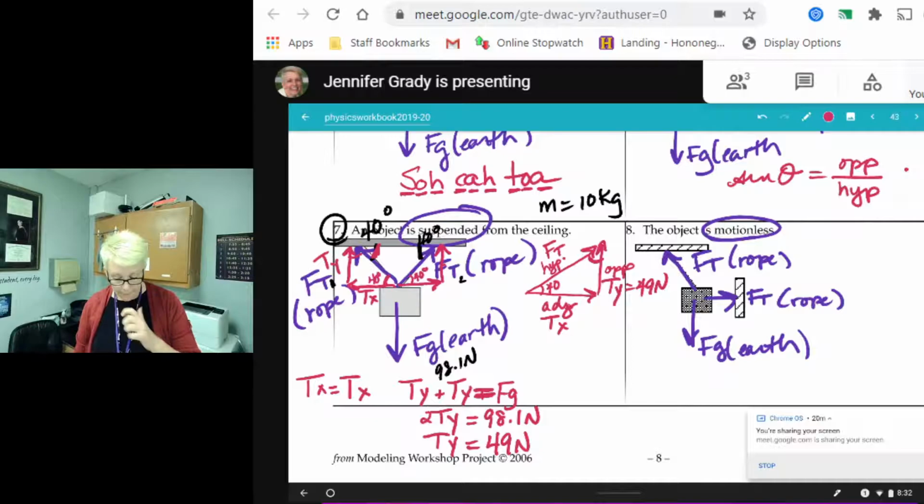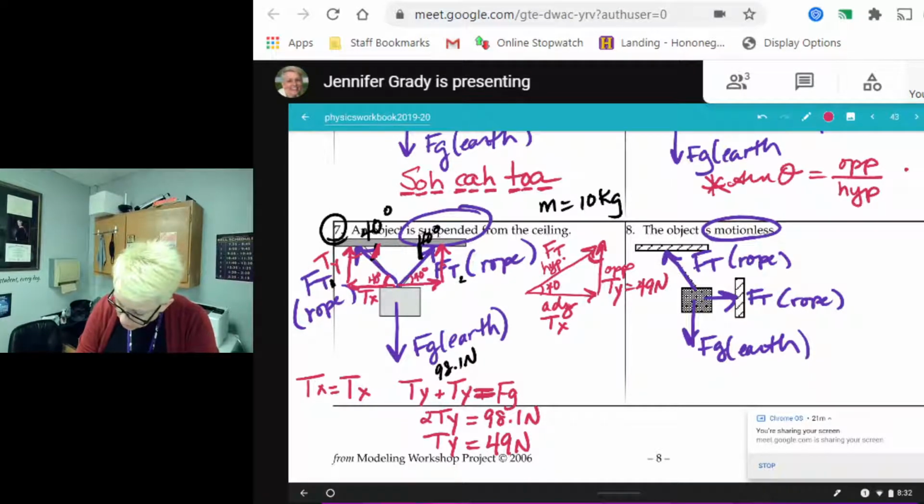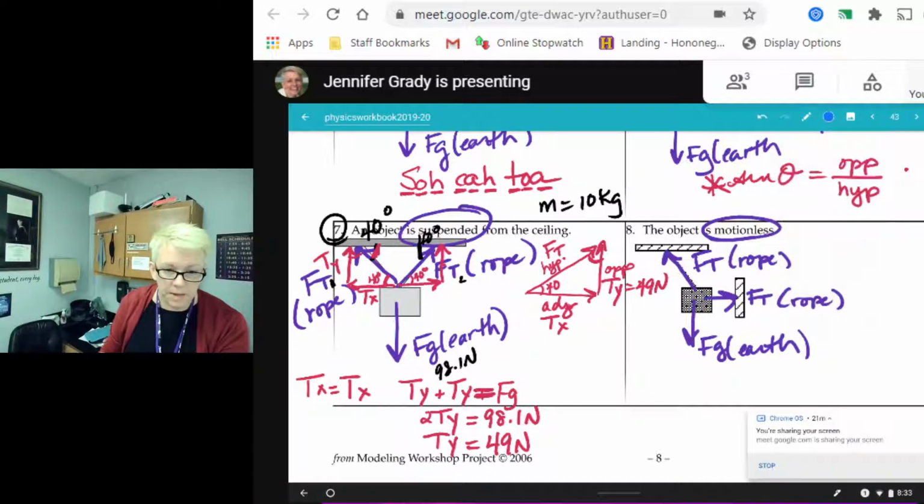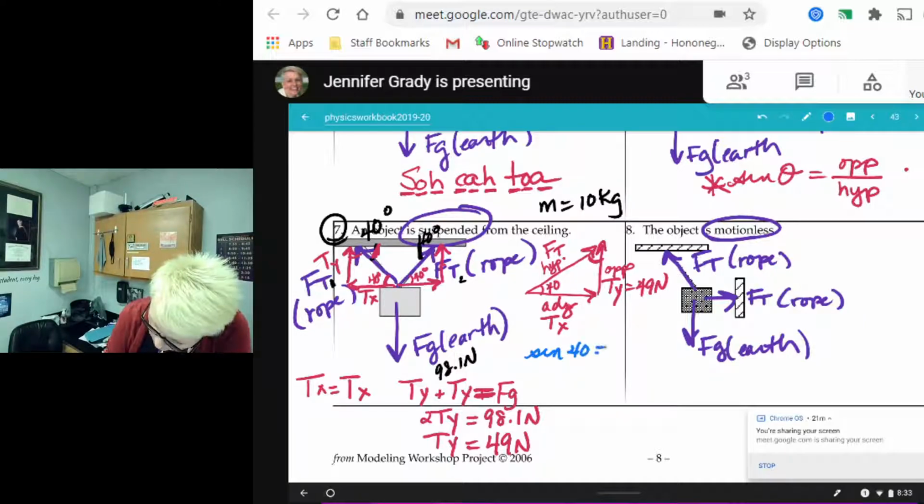So when I look at my trig identities, I know that I want to use this one. I want to use sine because the opposite over the hypotenuse is the sine of the angle. So now I have two of the three pieces there. I can figure out the hypotenuse from that. So let's set it up, okay? I'm going to change colors just so that it's a little bit easier to see in all this mess. All right, but let's do the math here. Sine of 40 degrees equals TY over FT. Right, we're calling it FT.